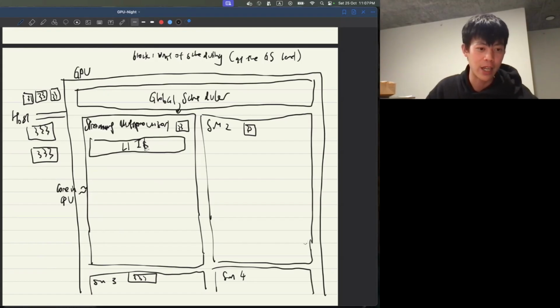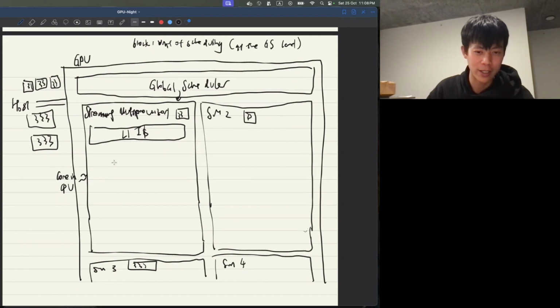So L1 I cache. What's the reason for this? Well, the streaming multiprocessor receives blocks from the global scheduler, right? All the threads in the same block are going to execute the same instructions. So it makes sense to have an L1 I cache over here, right? It is to hold the instructions closer to where they will be executed. So you have L1 I cache over here.